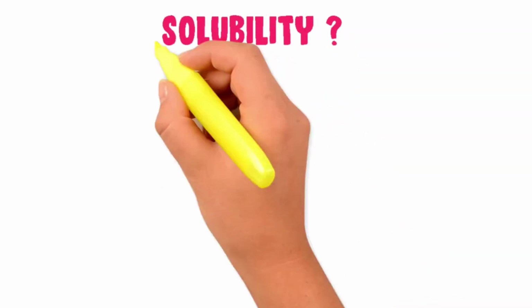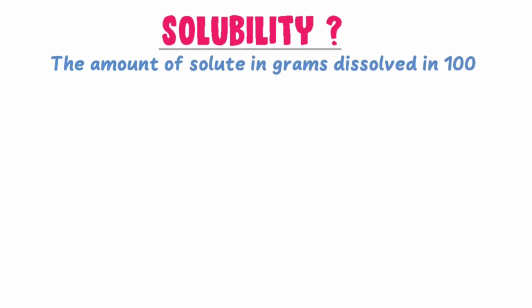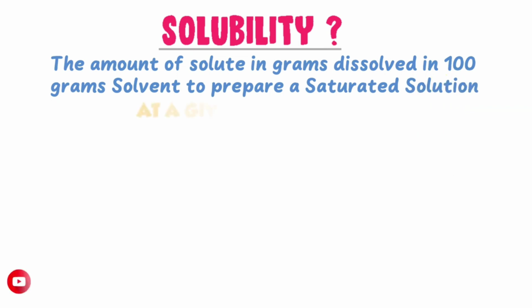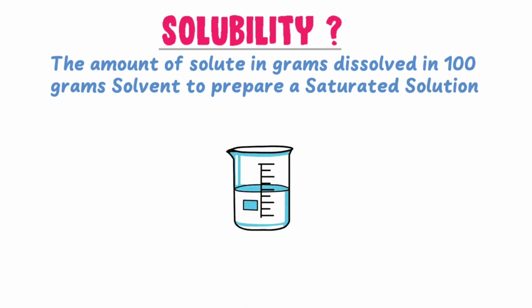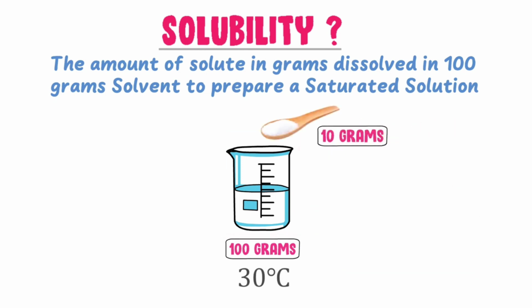Now, what is solubility? Well, the amount of solute in grams dissolved in 100 grams of the solvent to prepare a saturated solution at a given temperature is known as solubility. For example, consider 100 grams water in this beaker at 30 degrees centigrade or at room temperature. Firstly, I add 10 grams sugar to 100 grams water.